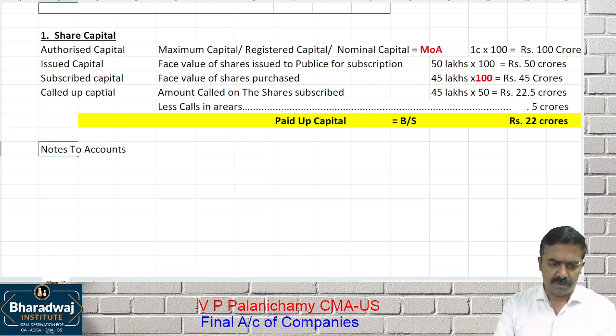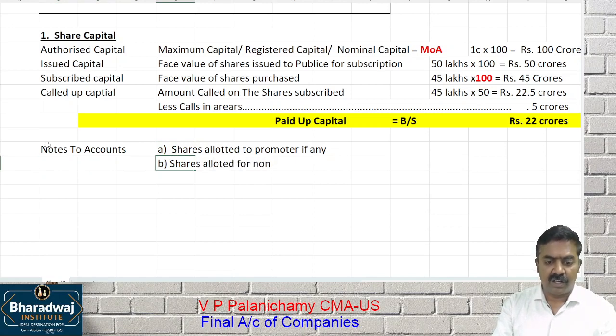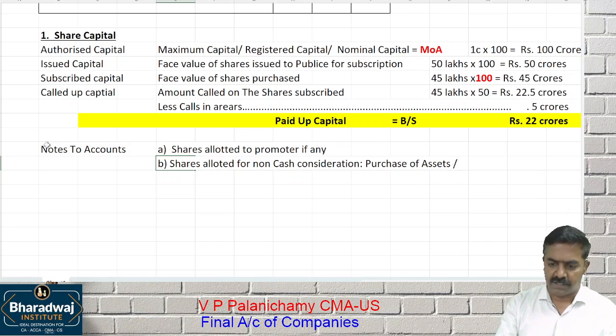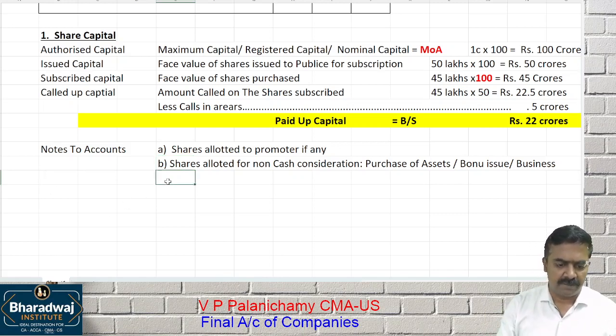Not only this, you have to give notes to accounts. You have to give shares allotted to promoters, if any. Shares allotted for non-cash consideration, like purchase of assets. We would have purchased assets and allotted shares. Other details are bonus issue, or purchase of business. For example, A Limited would have taken over the business of B Limited. At that time, they would have allotted shares. So that information you have to give. Then you have to give information about preferential allotment, if any.